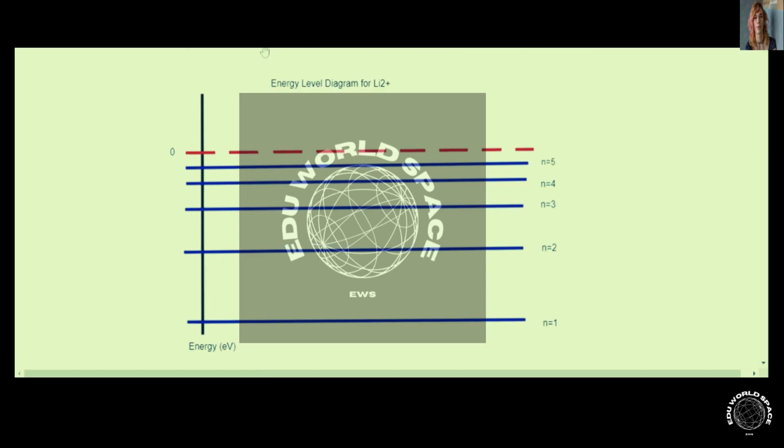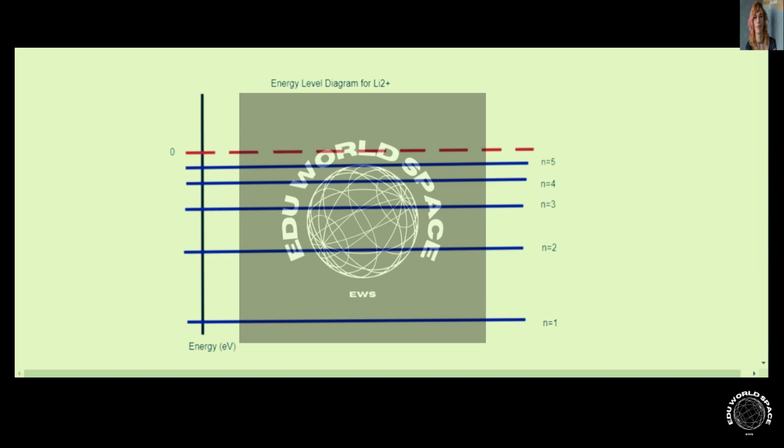My name is Ryan and today we're going to look at how to construct an energy level diagram for lithium 2+. To start out with, I'm going to give a brief explanation of our diagram here, and then I'm going to finish the construction of it. I currently have the general shape of one drawn out.